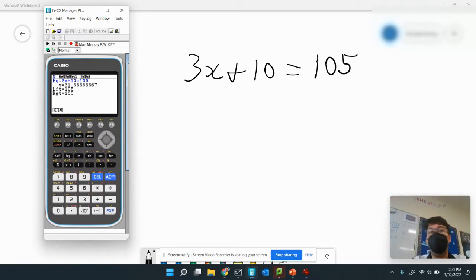Yeah, good question. You see how equals is the yellow one above the period? So you've got to go shift and then full stop. I'm sorry, you're right. That's equation, and then it's called solver.